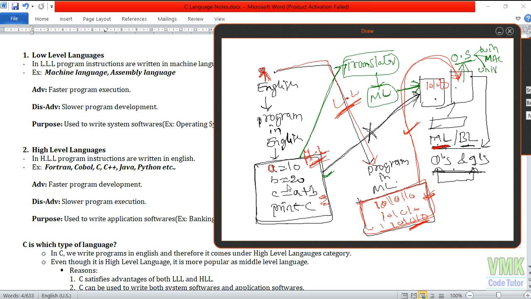This translation process will take some time. Therefore English programs will not run on the computer directly, but require a translation process. After translation they execute in the computer, so English programs execute slower. That is the disadvantage of high level language: slower program execution.